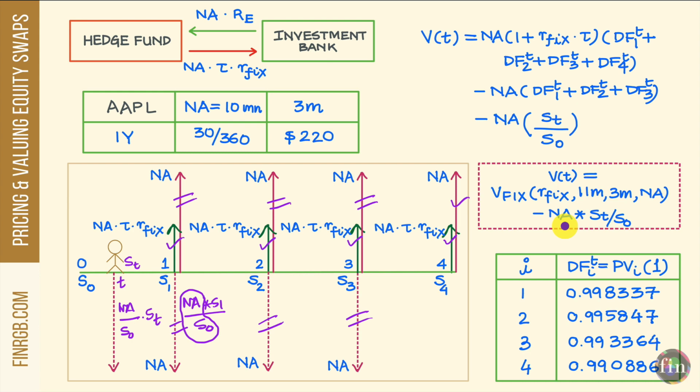Okay. If you were to very quickly use the values in this table for the discount factors, use R fix to be 1.8% and use ST to be 220, S0 to be 200, you can very quickly convince yourselves that the value of this equity swap for this investment bank comes to around 0.7 million. Okay. This video was about understanding how to price and value equity swaps.